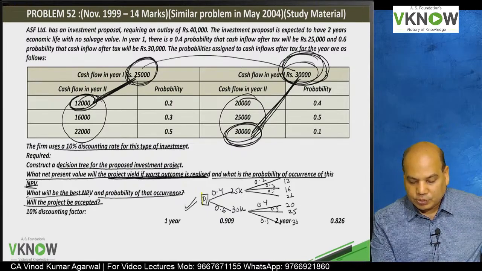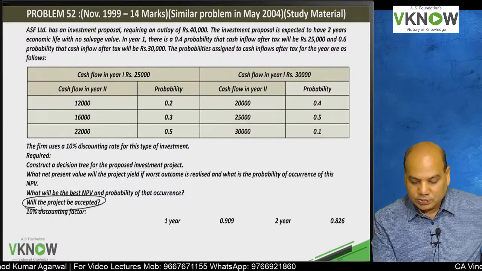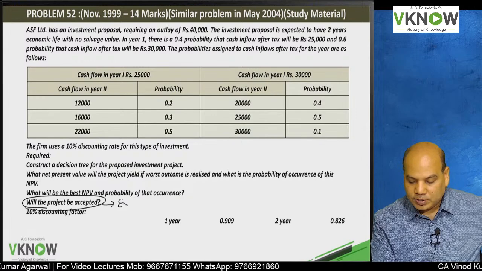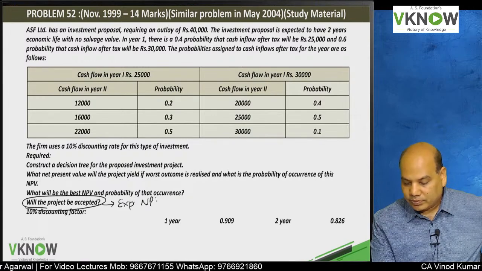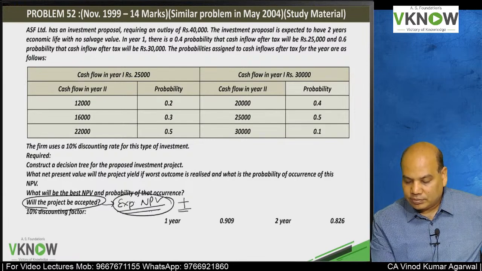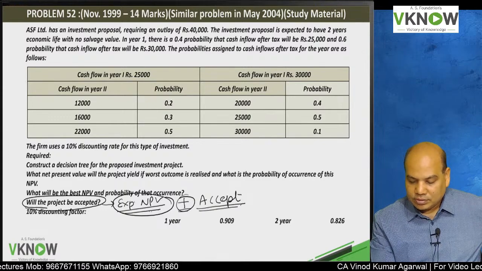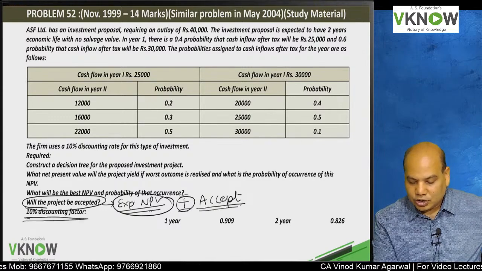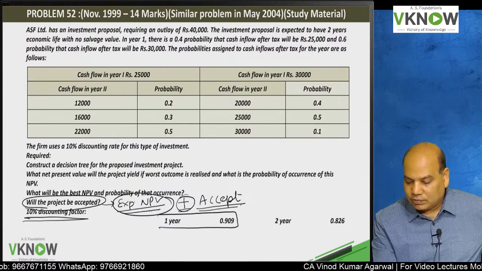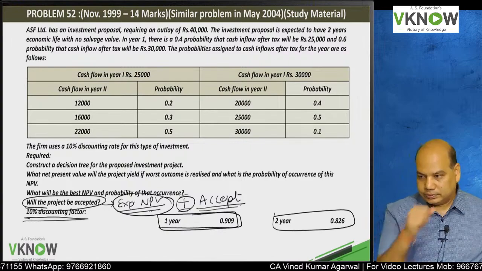Third question, will the project be accepted? Will the project be accepted means I have to find expected NPV. And if my expected NPV is positive, I will say accept. If the expected NPV is negative, I will say reject. And the discounting factor is given. For year 1, take 0.909, for year 2, 0.826.